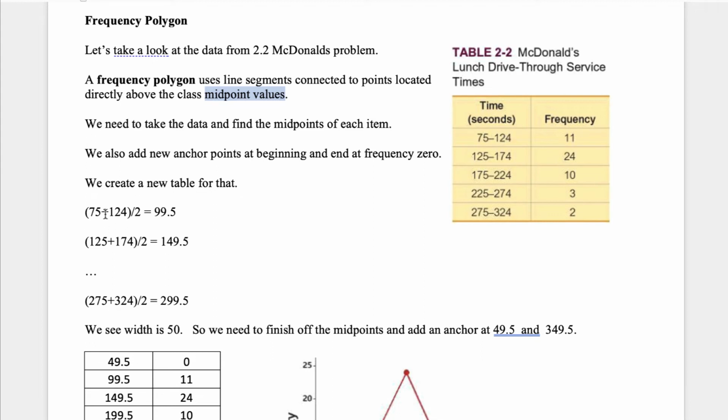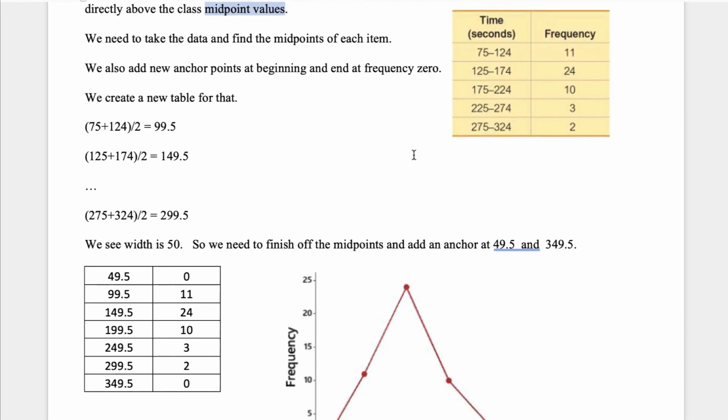So I look at 75 plus 124 and divide by 2. I get 99.5 as the midpoint. I get 149.5 as the next midpoint. Now I can calculate them all out all the way down to 299.5, but the class width, as we remember from previously, from 75 to 125 is 50. So we can just keep adding 50 until we get to 299.5. We don't actually have to do the calculations. Once we find the first one, just add 50, add 50, add 50, all the way to the end, and that will give us our midpoints.